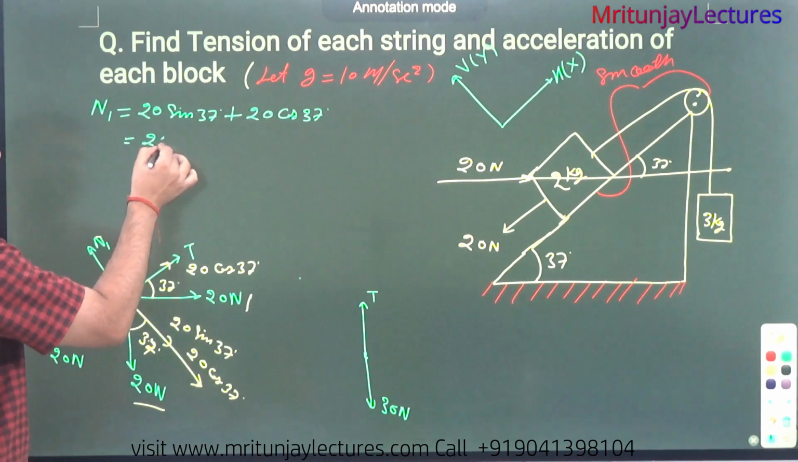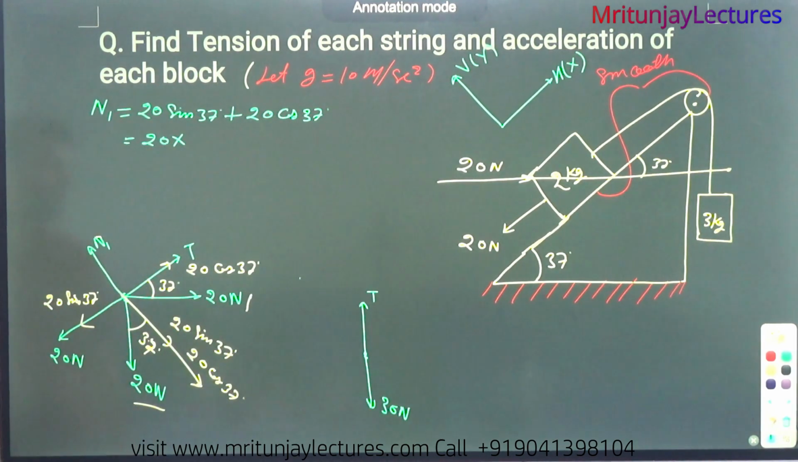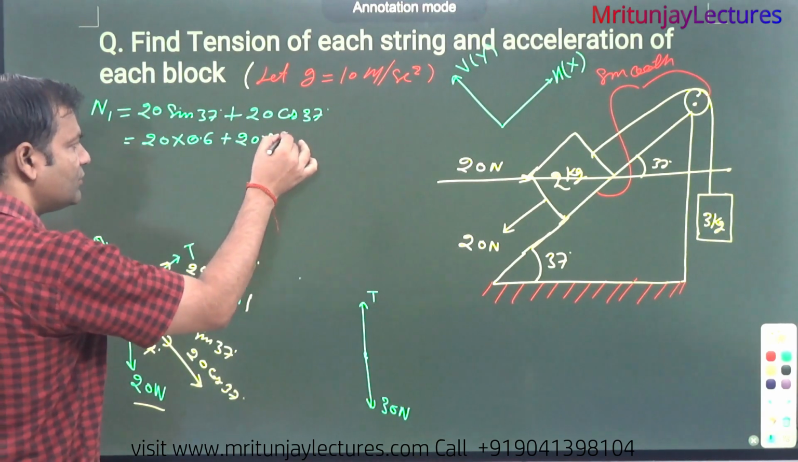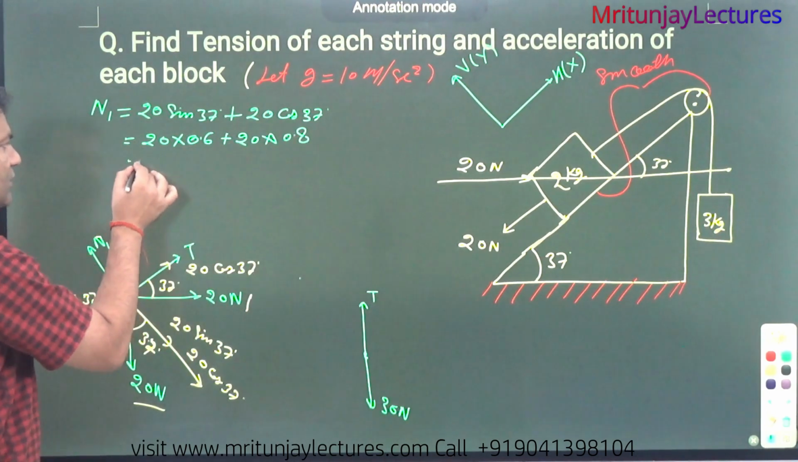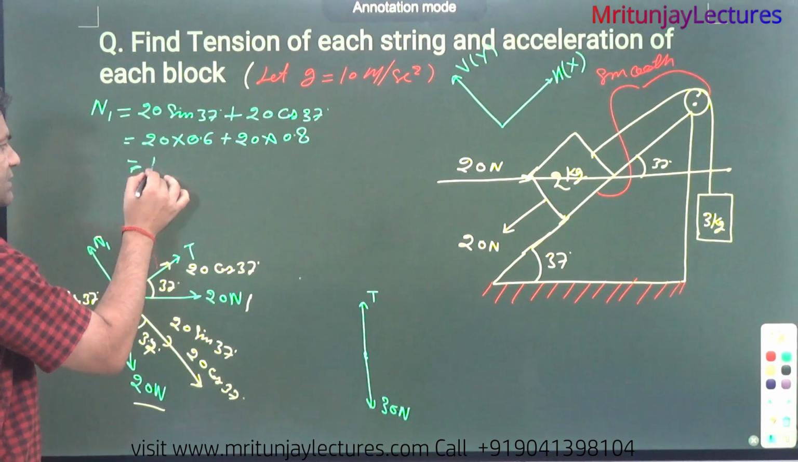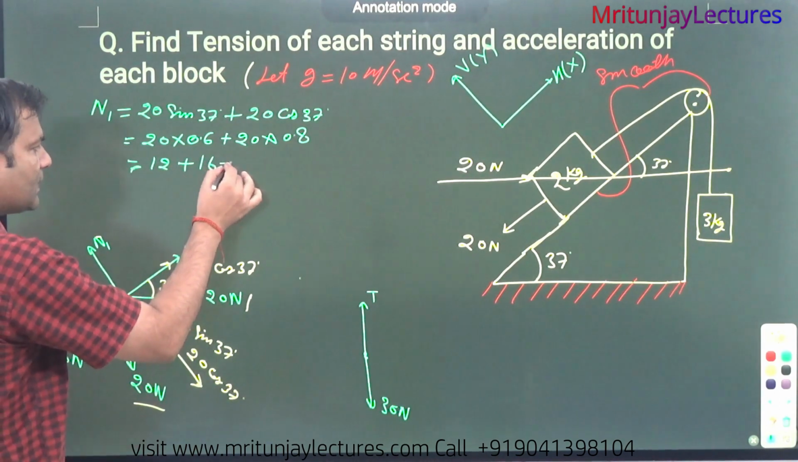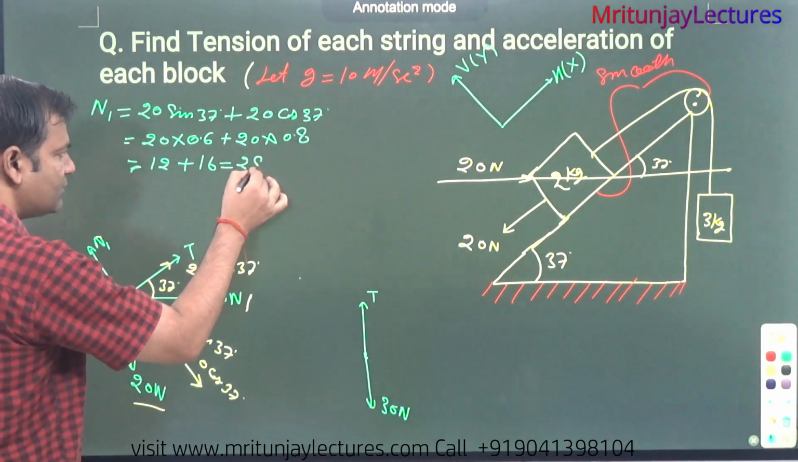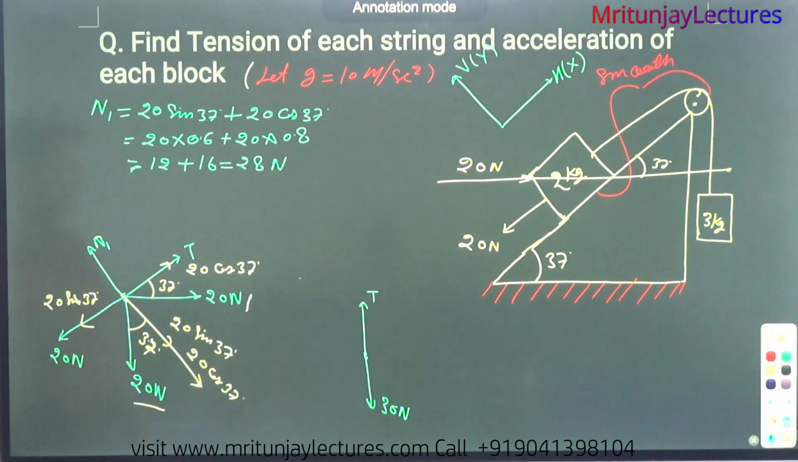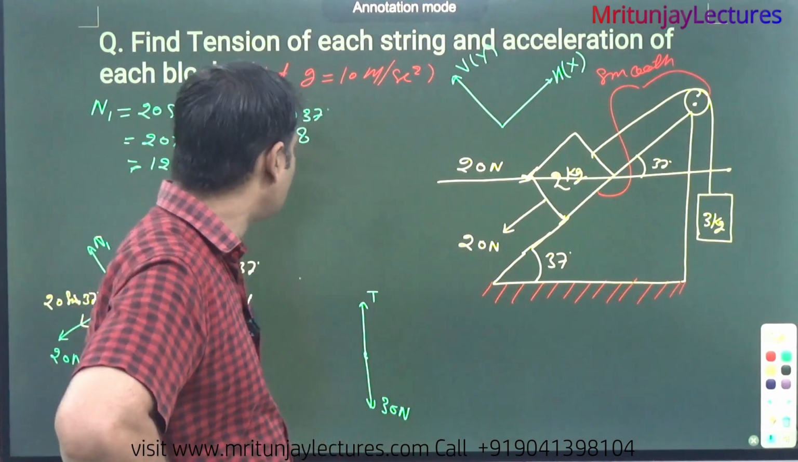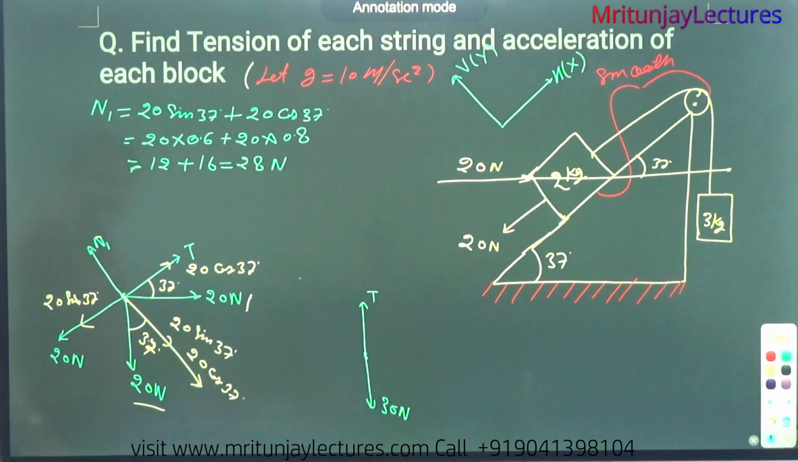And this one is written as 20 sin 37 is 0.6, and this is 20 into 0.8. So, that is 12 Newton plus 16. That is 28 Newton. Okay. The normal force applied by the inclined plane to the surface, how much? 28 Newton. Clear or not? Clear or not? Okay.